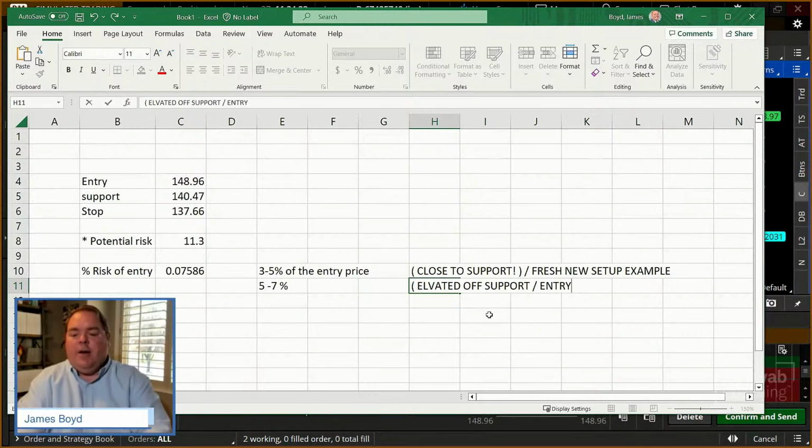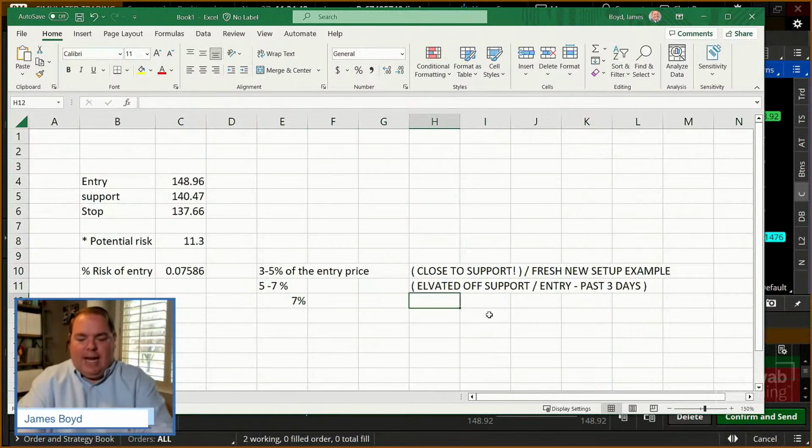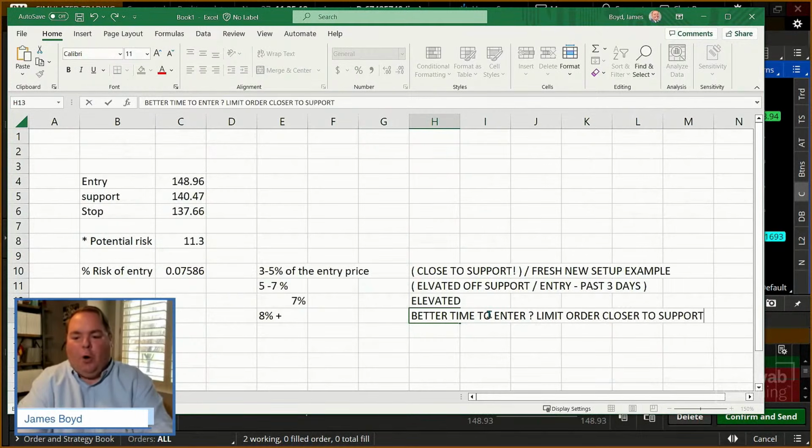I'm going to say the entry was probably past 3 days. The moving average cross was probably 3 days old. The hold was probably 3 days old. The breakout was probably 3 days old. And in this example, at 7%, let's just use the word elevated. And if we're 8% plus, we might ask ourselves, is there a better time to enter? We might even consider something like a limit order closer to support.